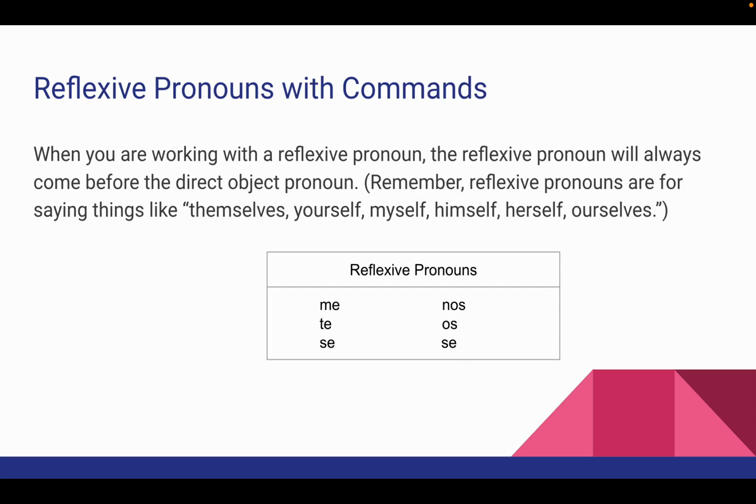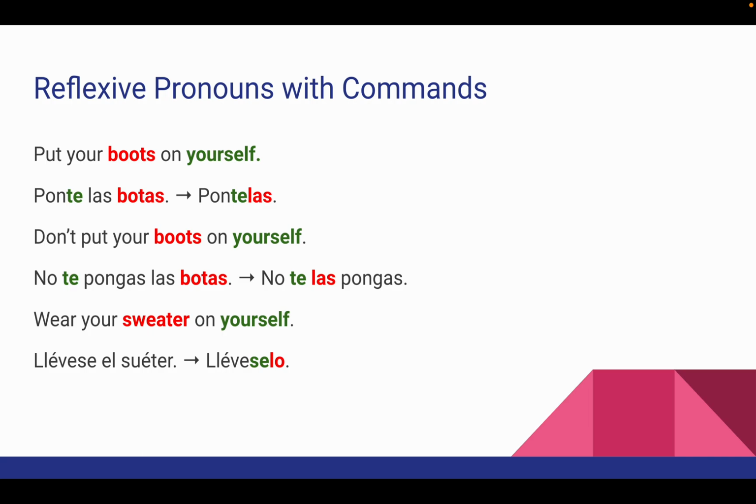When you are working with a reflexive pronoun, the reflexive pronoun will always come before the direct object pronoun. So remember, reflexive pronouns are for saying things like themself, yourself, myself, himself, herself, ourselves. So the reflexive pronouns, as a quick review, are me, te, se, nos, os, se. Those become reflexive. They're things that you do to yourself or one does to oneself.